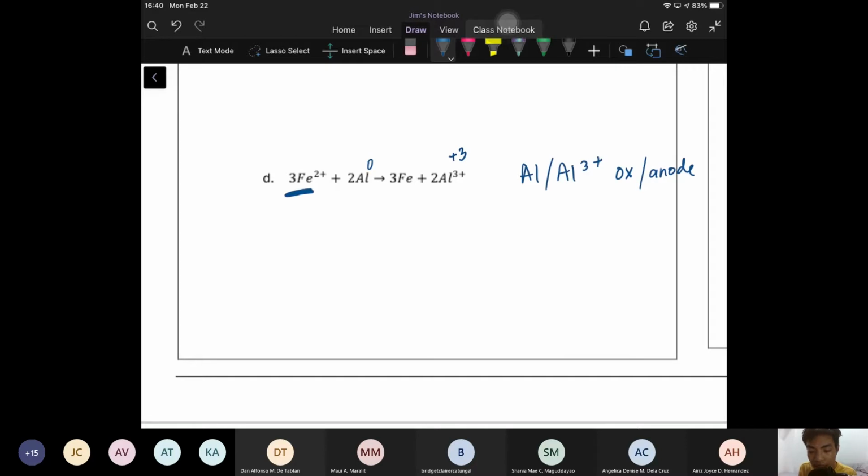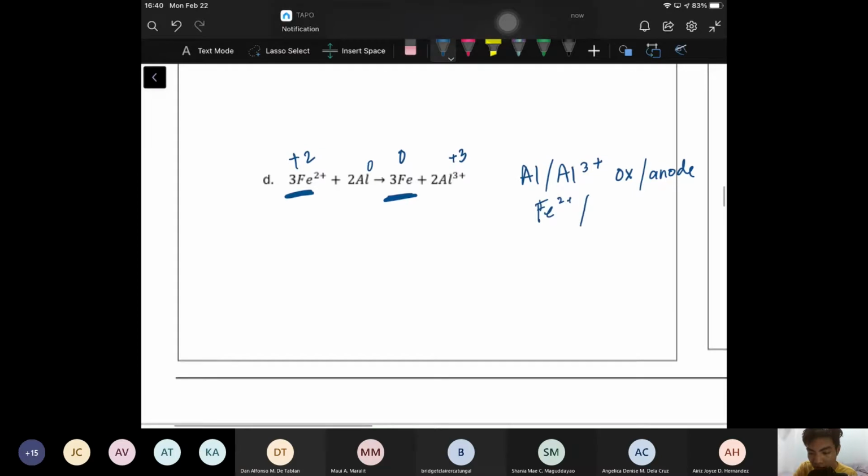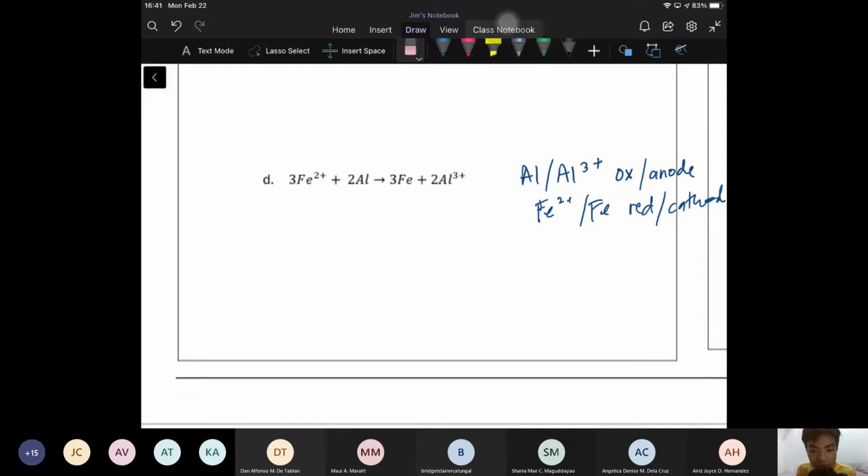And then you have Fe2 plus and Fe. What happened is that its charge decreased. No? So from positive 2 oxidation number, it went down to 0. So ibig sabihin, that is a reduction reaction. Okay, so Fe2 plus and Fe. So this is a reduction, hence this is in the cathode. Okay. So yan. So once we were able to identify which of the two goes sa anode, sino sa cathode, ano susunod na gagawin? We can now solve for the E cell.